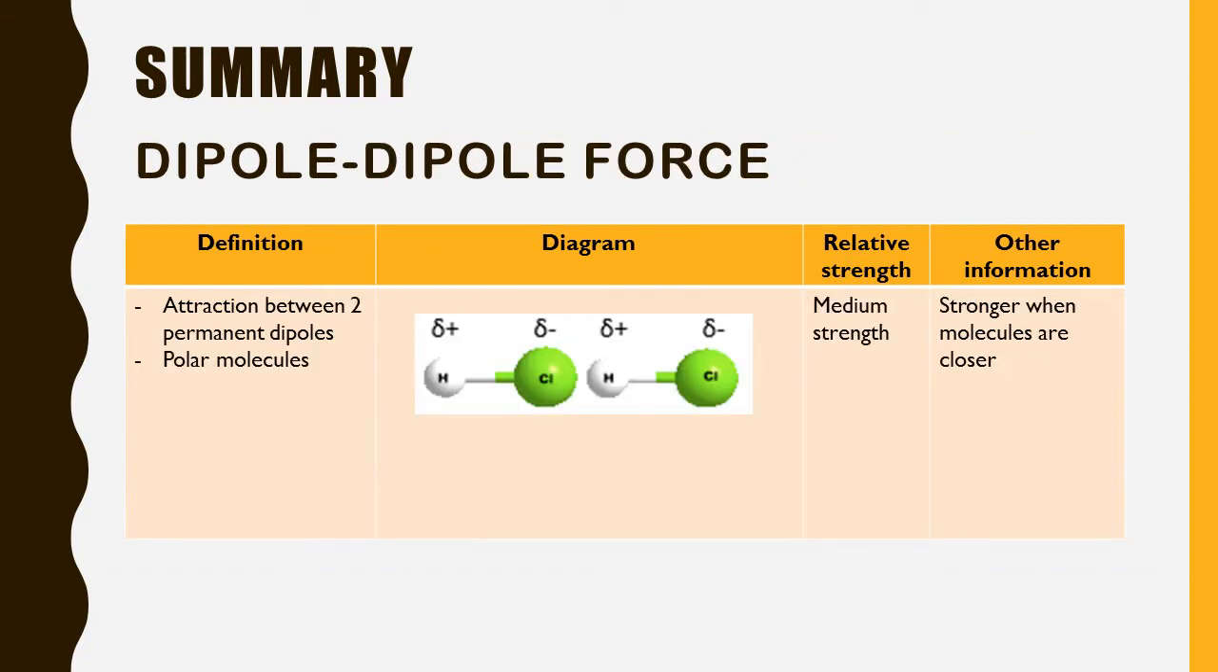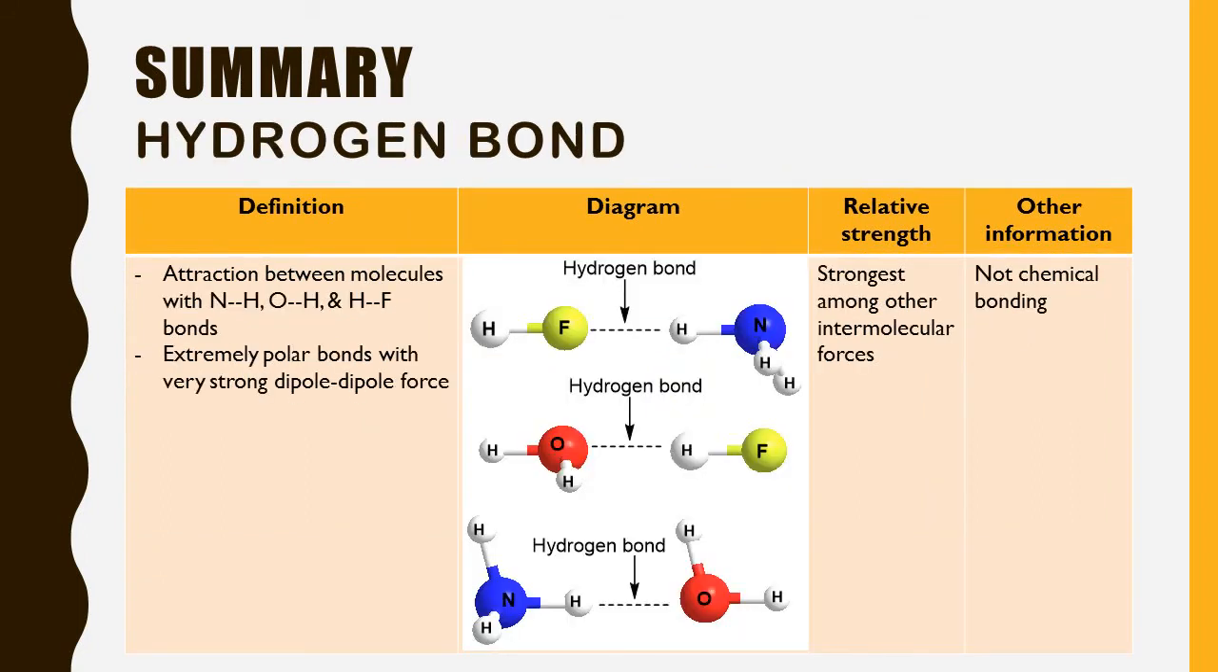Dipole-dipole force is the attraction between 2 permanent dipoles, and it happens between polar molecules. The strength of this force is medium, stronger than London dispersion forces and dipole-induced dipole forces. This force is stronger when molecules are closer. Hydrogen bond is attraction between molecules with N-H, O-H, and F-H bonds and occurs between extremely polar bonds with very strong dipole-dipole force. This is stronger than the other forces. It is called a hydrogen bond, but remember, it's not a chemical bond like covalent, ionic, or metallic.